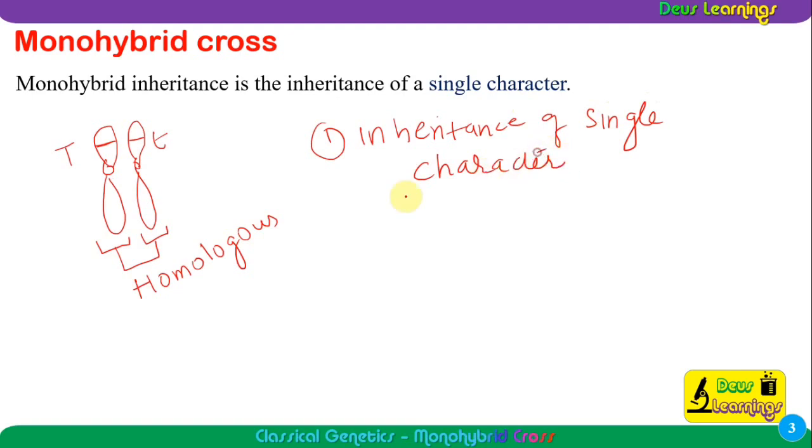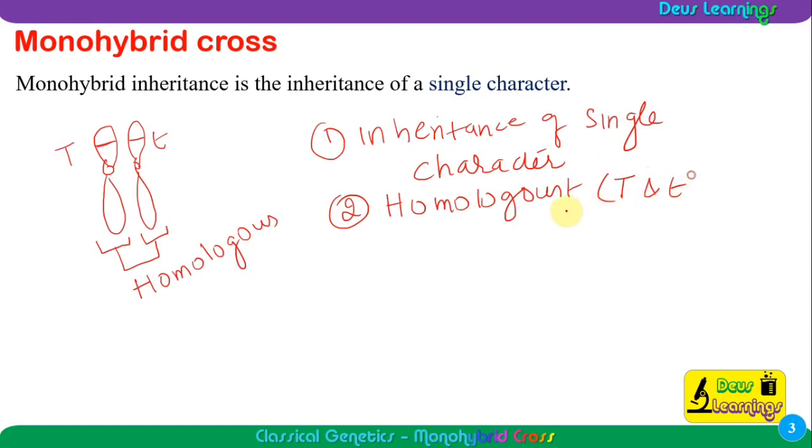Then what we need to understand is that they are in homologous chromosomes. Those two alleles, for example for the plant's height, are found in homologous chromosomes, right?